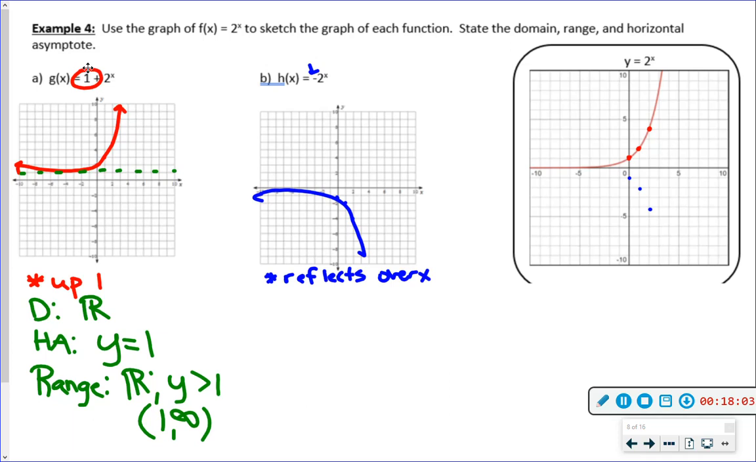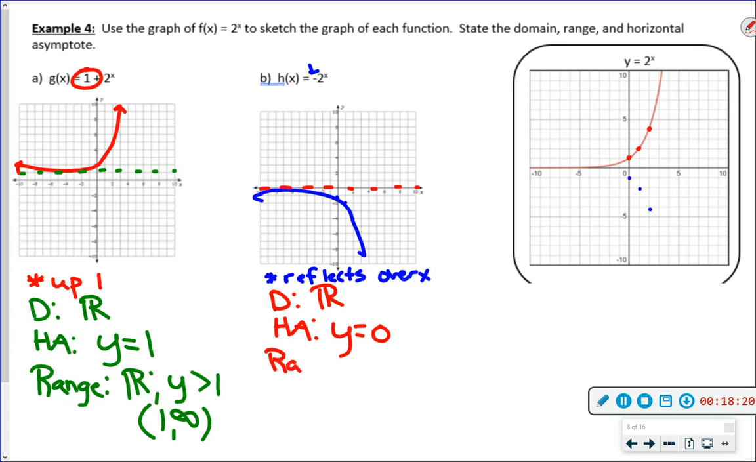Of course, it wants domain and range. Domain never changes on these exponentials. You can use anything. I'm going to go out of order again because that's how I roll. Horizontal asymptote, no vertical transformation, so still at 0.